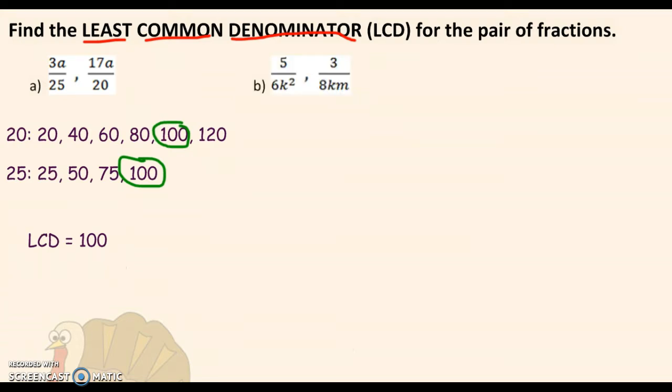Here's our next one. We've got 6k squared and 8km. Those are not ones that we can list out altogether, so we might want to do our prime factorization strategy. So I'm going to split up 6 as 3 and 2. And I'm going to be typing these because my penmanship with a mouse is not the best. So we've got 2 times 3, and k squared is k times k. And we'll put the dots in because that's the prime factorization, which means we're multiplying them.